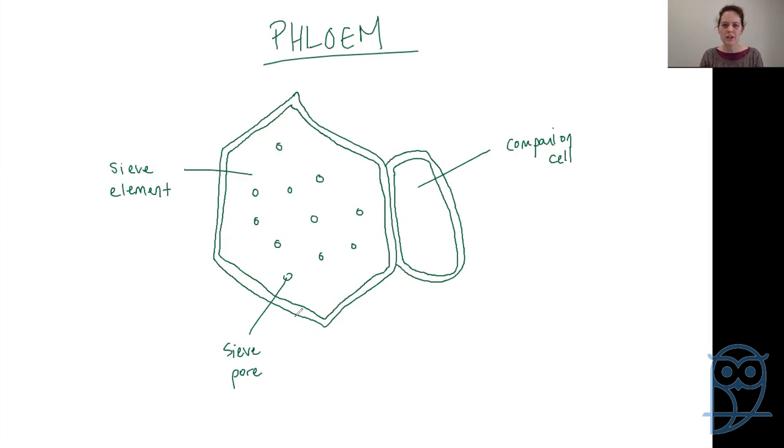Okay, phloem sap has got a lot of investment by the plant. All these products of photosynthesis, all the things that the plant has put energy into making. So we don't want to be losing them. Phloem sap is very important to the plant.